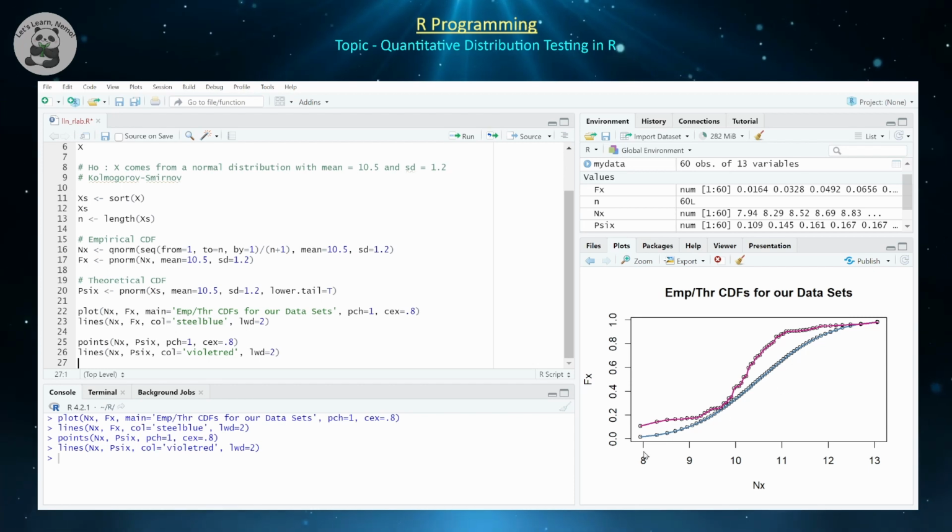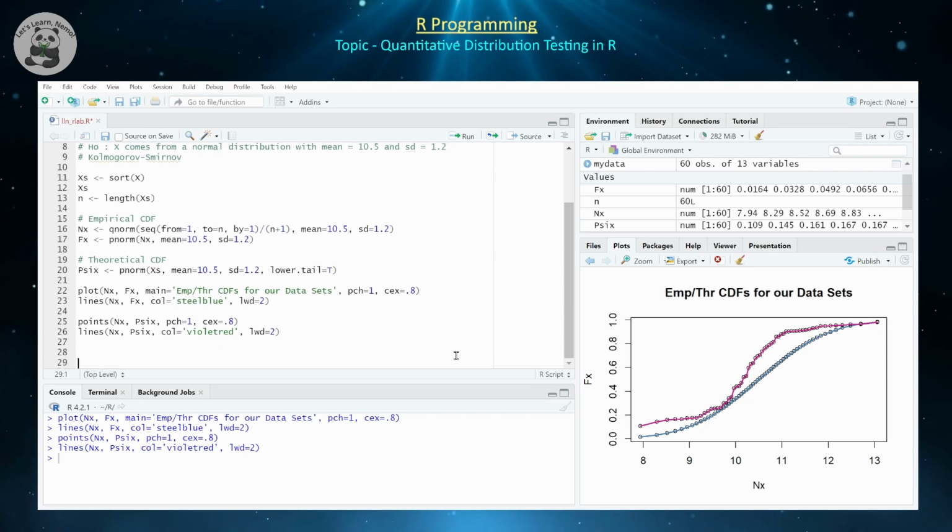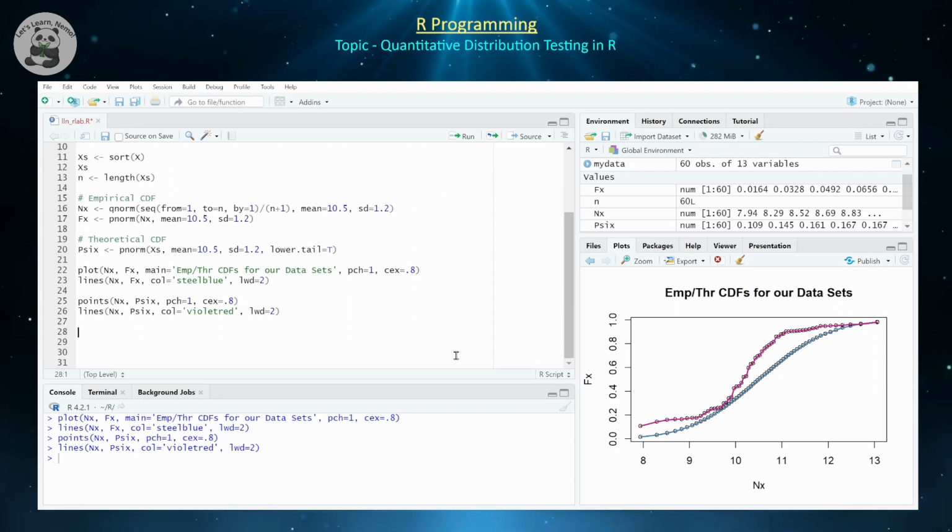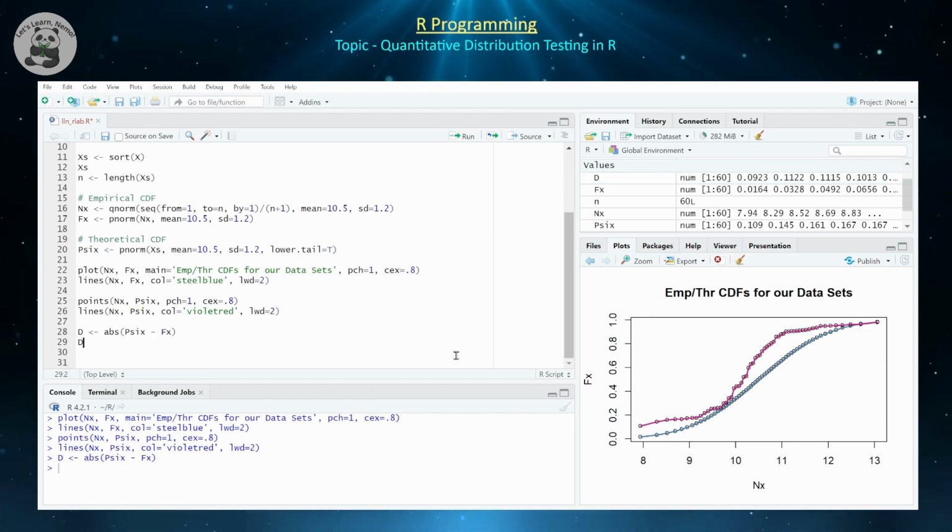So what we do is we look at the vertical distances between the theoretical and empirical CDFs. In order to calculate each of those distances, since our psi x and our fx are already stored as vectors, we can create a vector of distances, which I'm going to be storing in D, as the absolute value of our theoretical distribution minus our empirical distribution, and that's going to give us our distances.